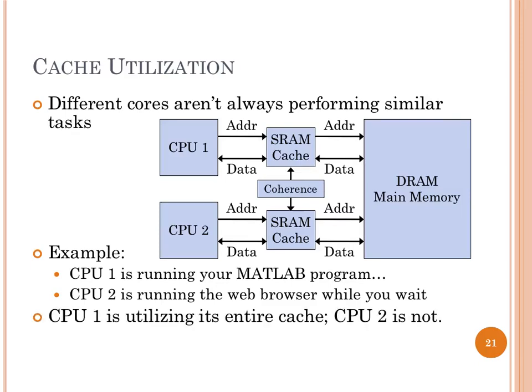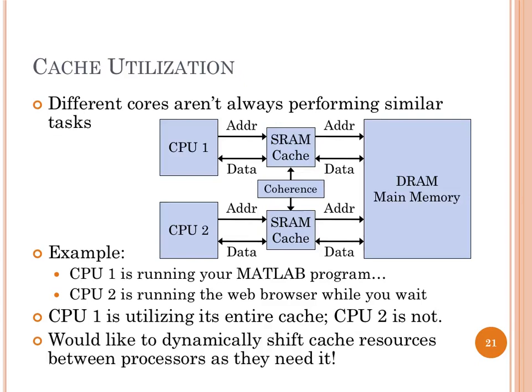Okay? CPU 1 is wanting to use as much memory as it can, and so it's leveraging its cache, and CPU 2 is not. And so now you have kind of a sad situation in which this design doesn't allow CPU 1 to take any of CPU 2's cache and use it for its computation. So we'd like to have a way of dynamically shifting resources to the processor that needs it based on the actual behavior of the processor.